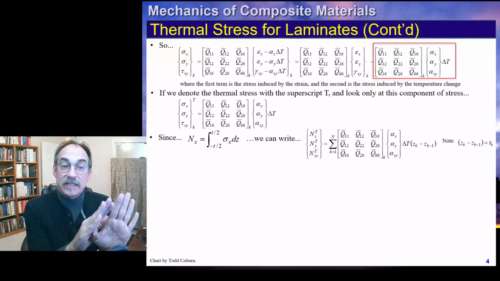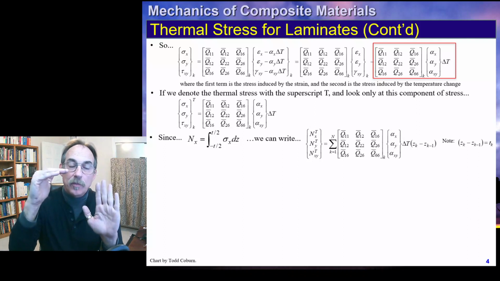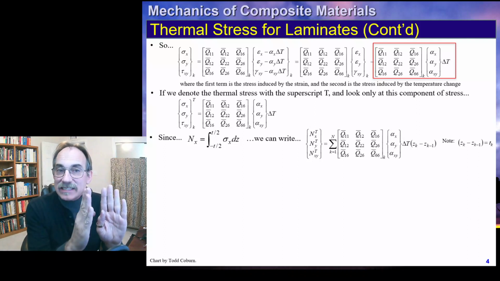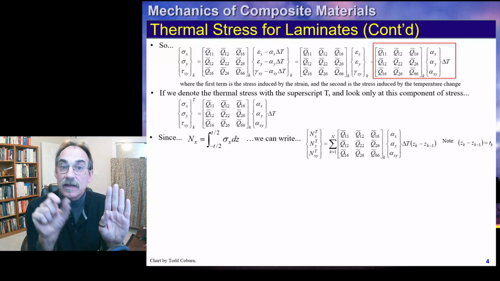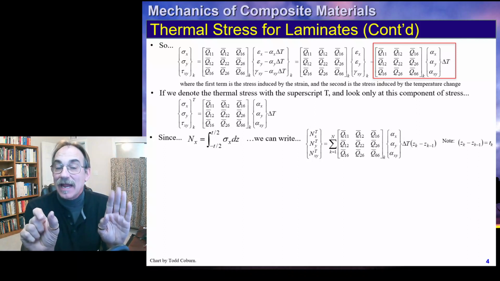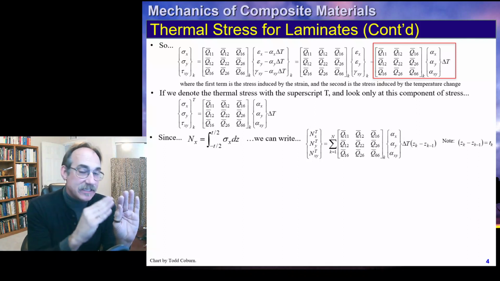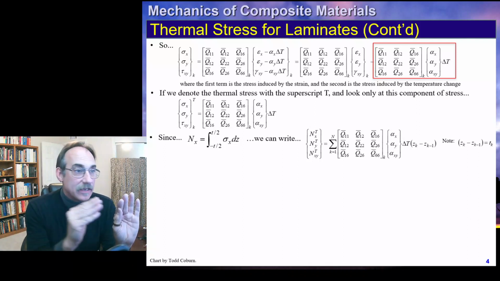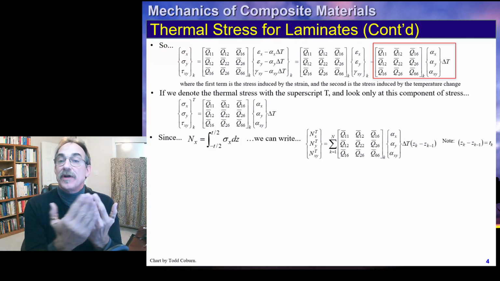Regardless, looking at this further, this means we're taking the topmost ply, taking its Q bar, multiplying by its alphas and the delta T on the whole laminate and its thickness. And then we're doing the same calculation for the second ply, the third ply, the fourth ply. Imagine a series of transparencies.